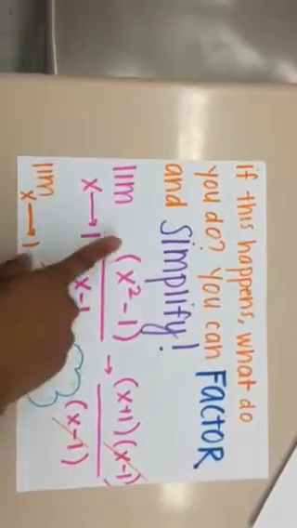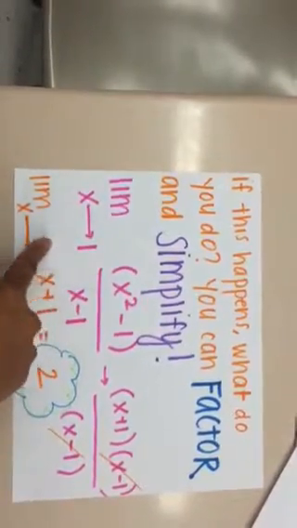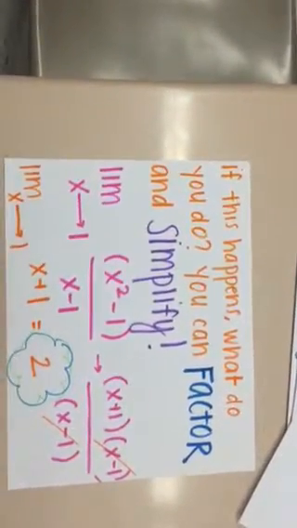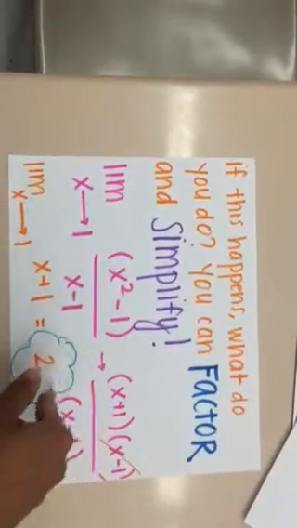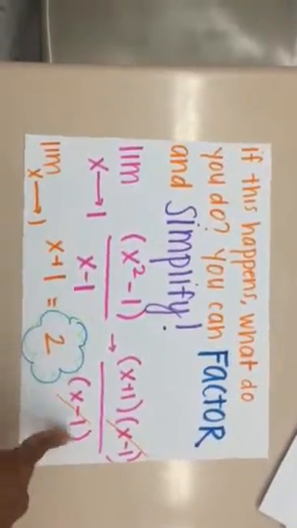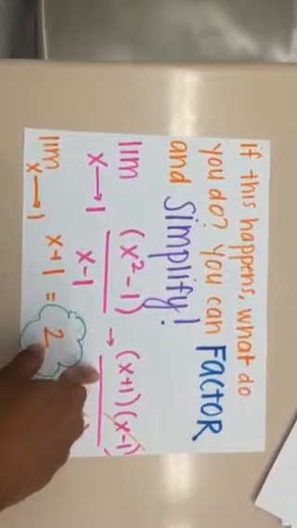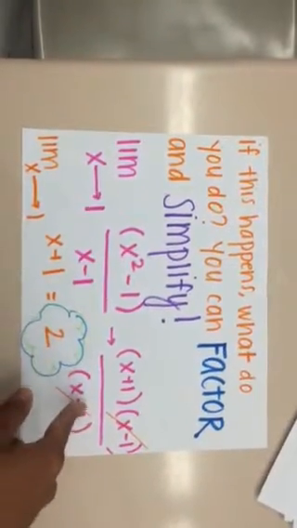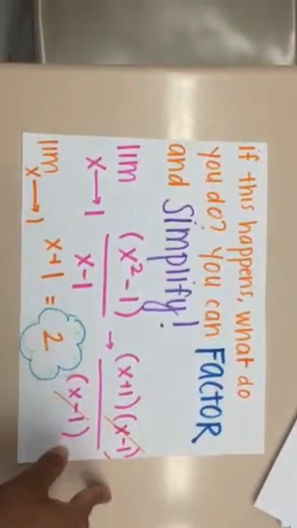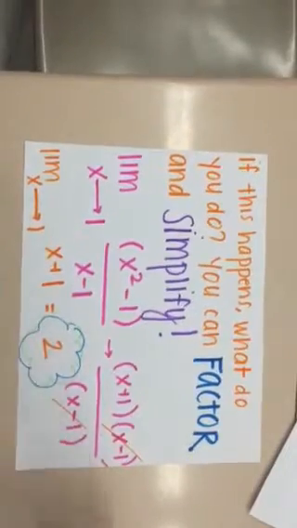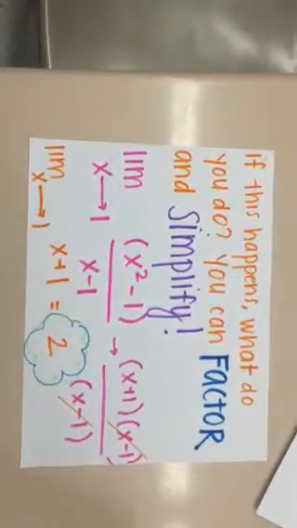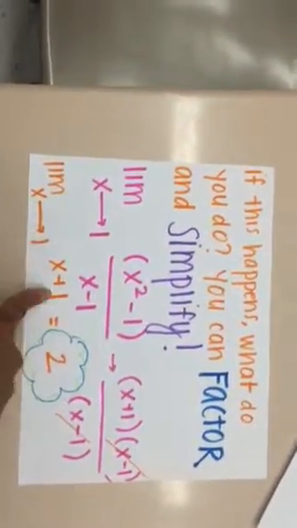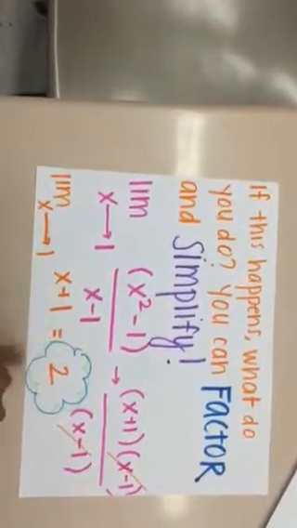So you get the limit as x goes to 1 of x squared minus 1 over x minus 1, and you would factor that out, which is x plus 1 times x minus 1, all over x minus 1. So the x minus 1's cancel, and you're left with x plus 1. And when you plug 1 in, you get 2.